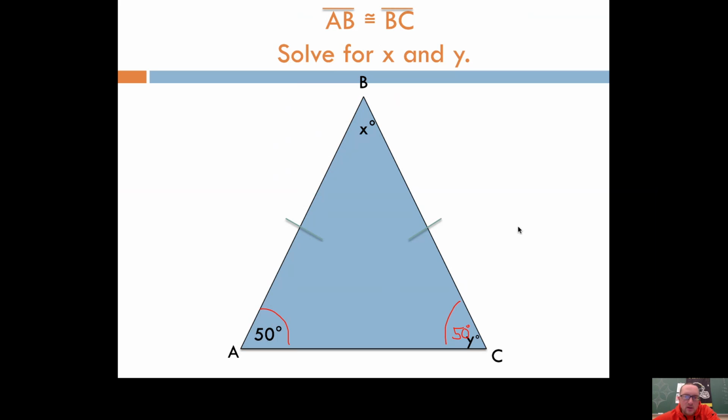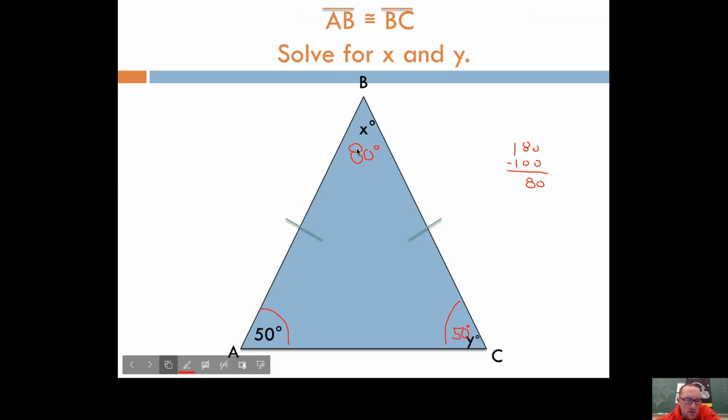Now 50 and 50, that gives you 100 degrees. And we know there's 180 degrees in a triangle. I'm just writing this out just so you can see the work. A lot of this work can be done in your head though. 180 degrees total minus the 100 degrees that you have gives you 80 degrees left over for your vertex angle.